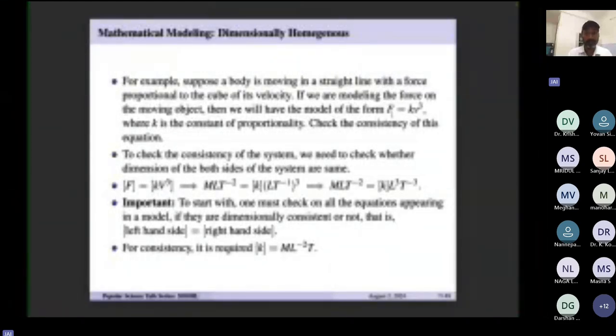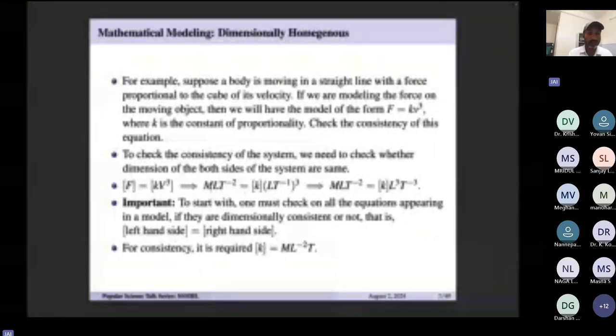Then how do you model this problem? F equal to some constant k times v cube. Okay, so let us check whether the dimensions of the left-hand side and right-hand side are the same or not. If I take the dimension of the left-hand side, this is the force, and the dimension of force is MLT^-2, M for mass, L for distance, and T for time.